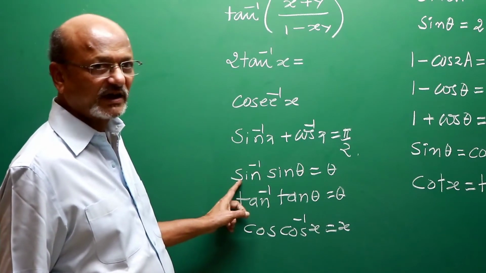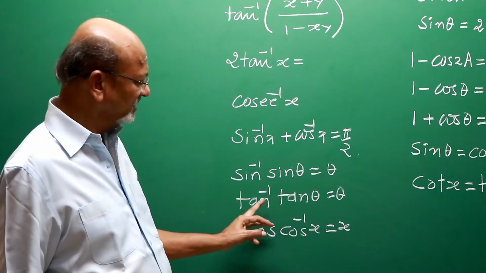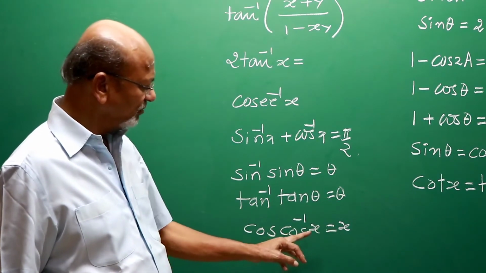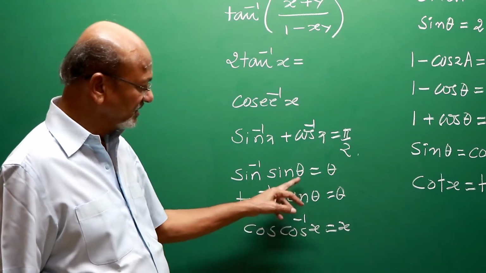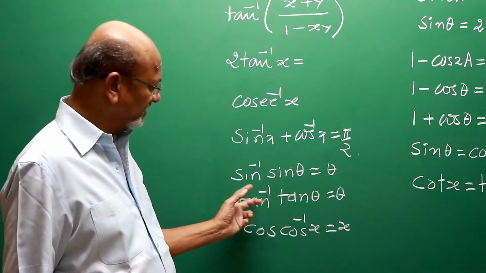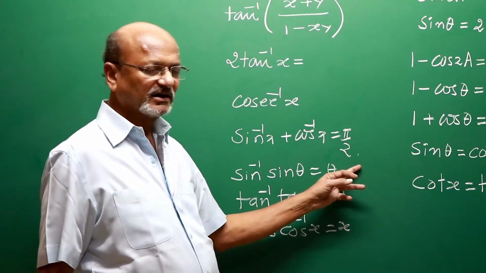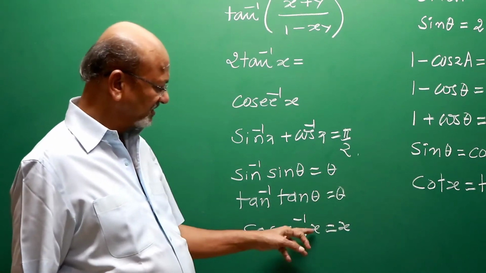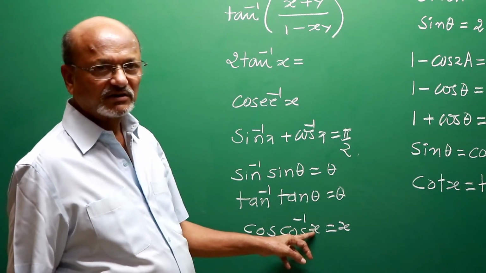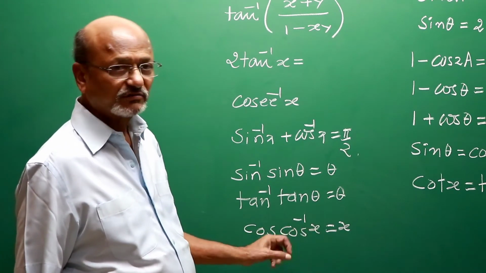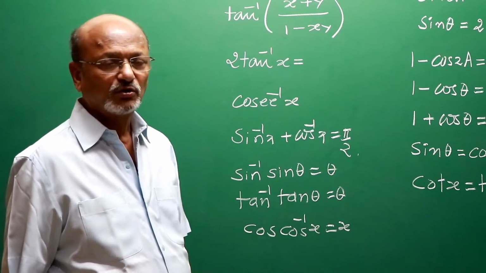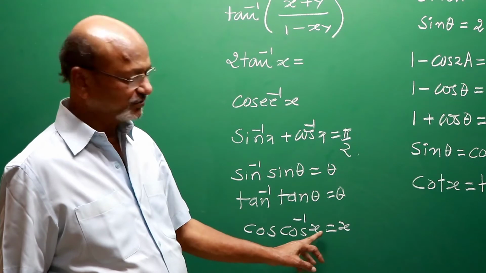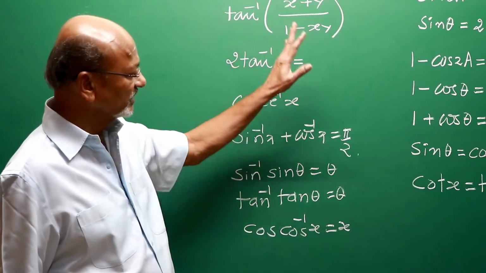Sin inverse of sin theta is theta. Tan inverse of tan theta is theta. Cos inverse of cos theta is theta. My friends, the angle in both the cases lies between minus 90 and plus 90. In the case of x, what is the domain of cos inverse x? That is minus 1 to plus 1, where x belongs to the closed interval minus 1 to plus 1. This is true.